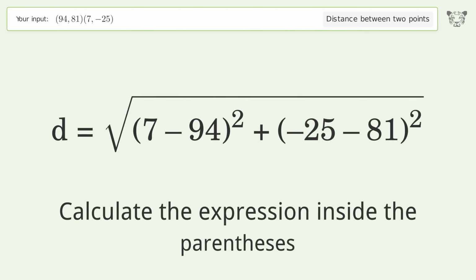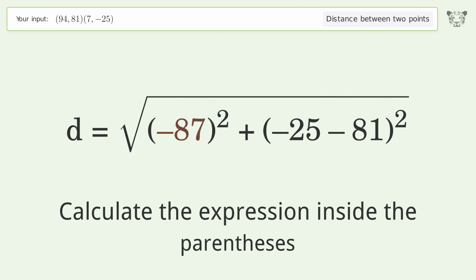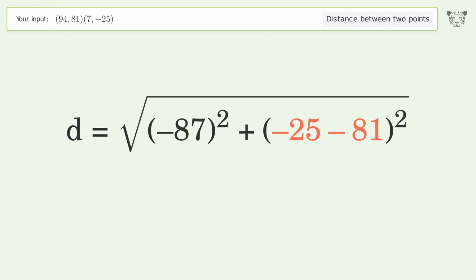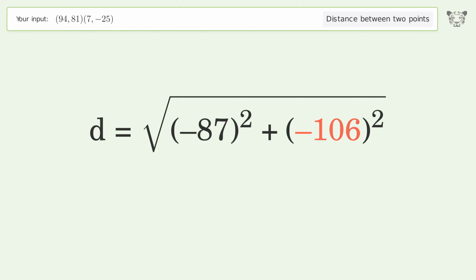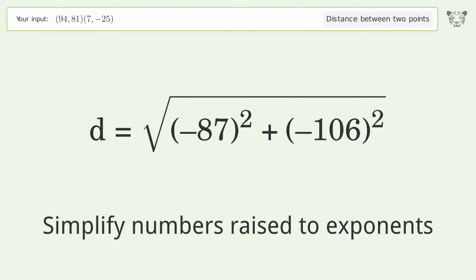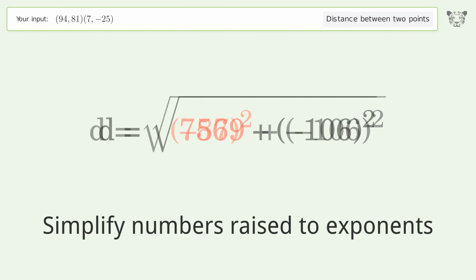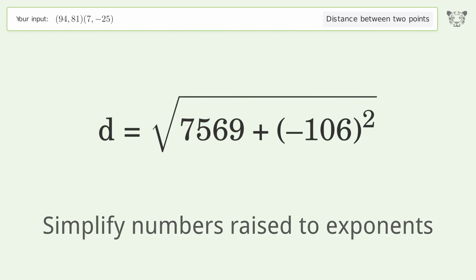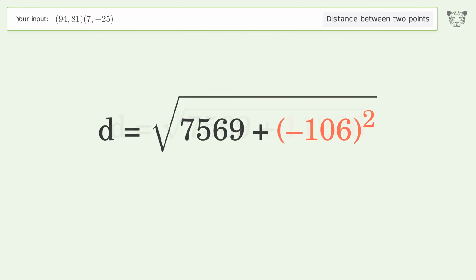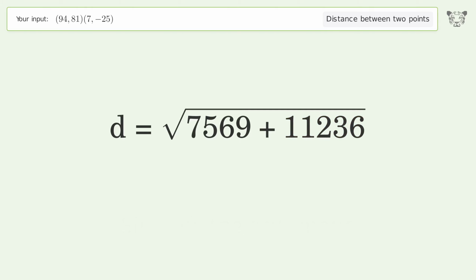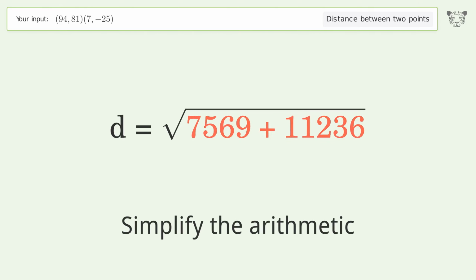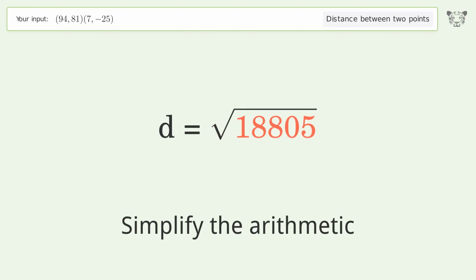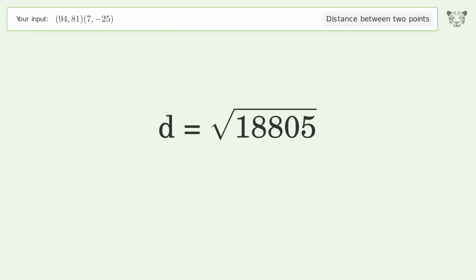Calculate the expression inside the parentheses. Simplify numbers raised to exponents. Simplify the arithmetic. And so the distance between the 2 points is the square root of 18,805 or 137.131.